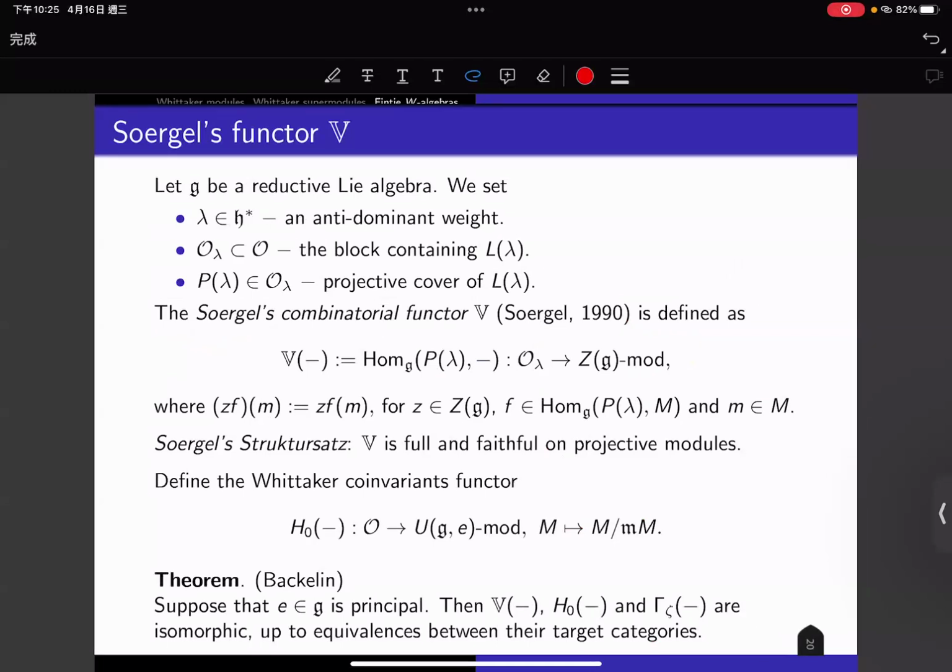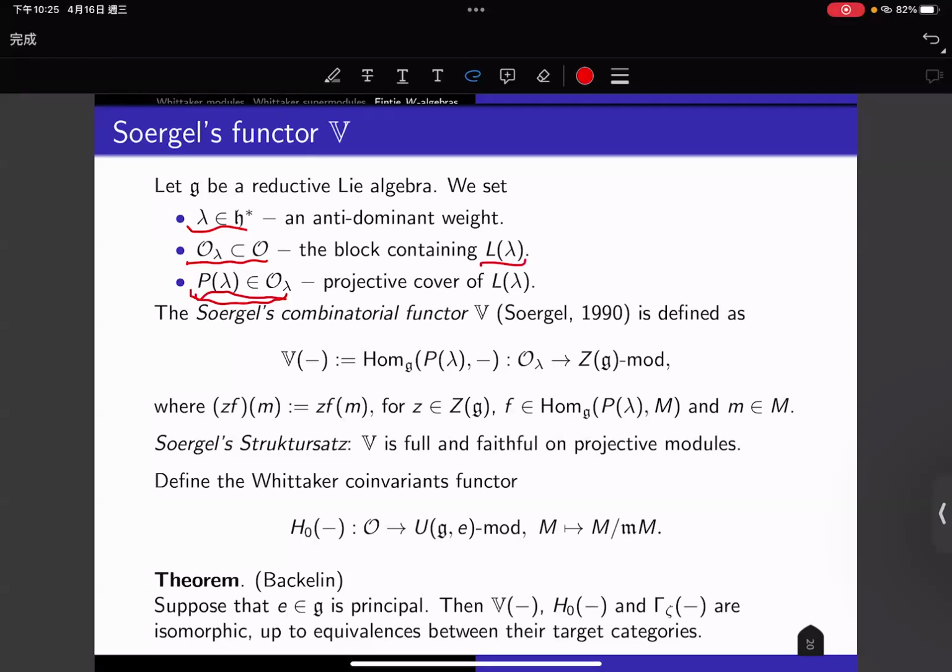Okay, now let's go to the second functor V. Let g be a reductive Lie algebra. We set λ to be an anti-dominant weight, and we consider a block containing the corresponding simple isolated module L_λ, and we denote its projective cover by P_λ.